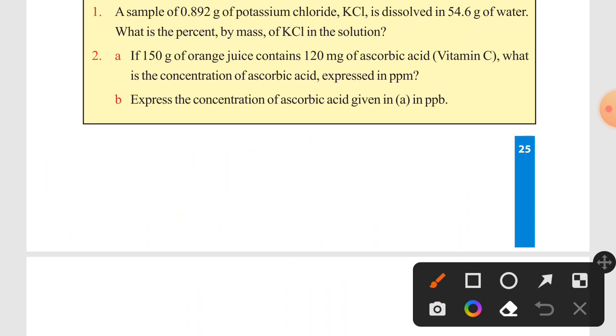Okay, the second one. If a 115 gram of orange juice contains 120 milligram of ascorbic acid or vitamin C, what is the concentration of ascorbic acid expressed in parts per million? Kun immoo parts per million isaa akka barbaannu nu gaafate. So what is solid in this? Solid eenyudha? Ascorbic acid dha or vitamin C dha.